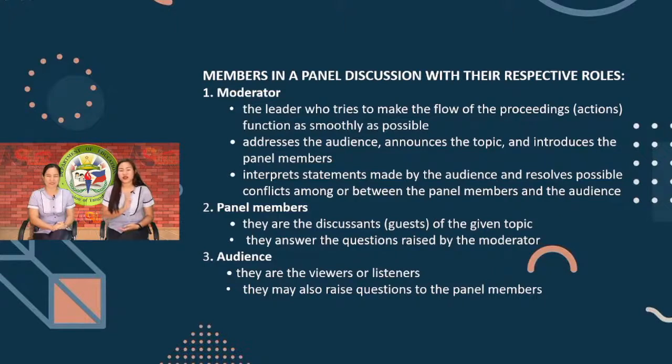All right, that's right. So we also have the panel members. The panel members are the discussants, or could be the guests for the given topic, and they answer the questions raised by the moderator. The third one is the audience. They are the viewers or the listeners. They may also raise questions to the panel members.